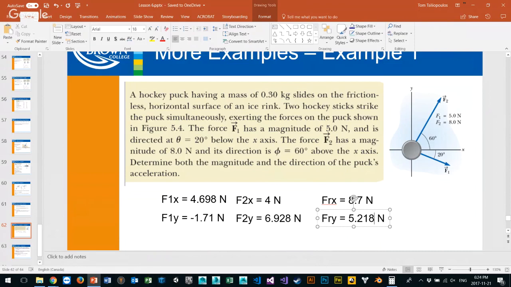The direction of phi is equal to 60. Determine both the magnitude and the direction of the puck's acceleration. Okay. Well, we have components, right? We have the components, and now we need to find the magnitude. Well, the magnitude is easy, right?